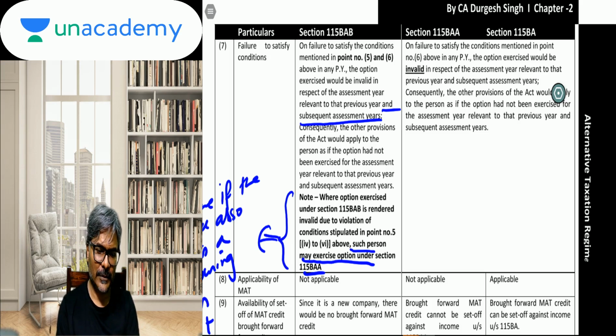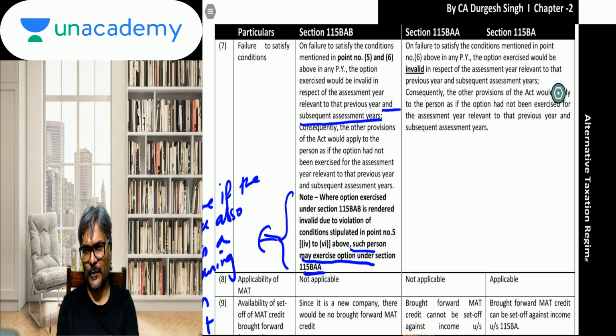Perfect. So the focus of point number 6, students, is in respect of which are the sections on which you will not take the deduction. So the deduction will not be available in respect of which sections? That is what point number 6 is all about.